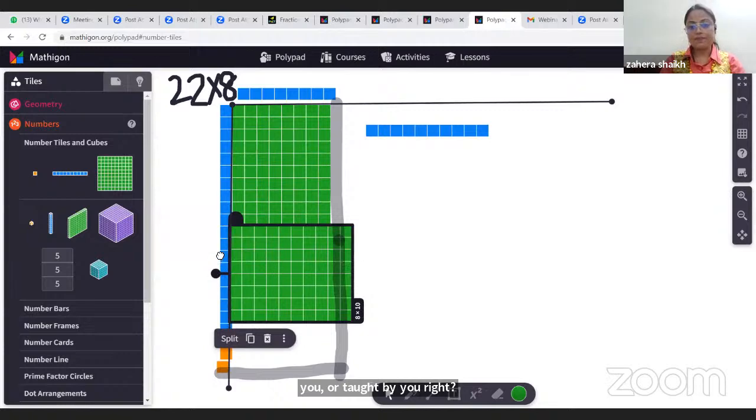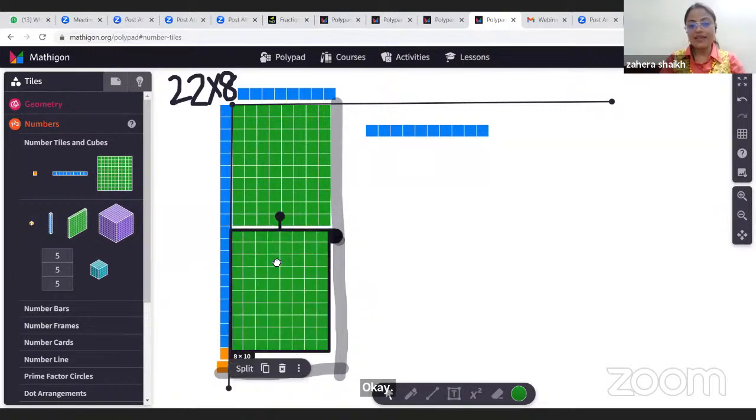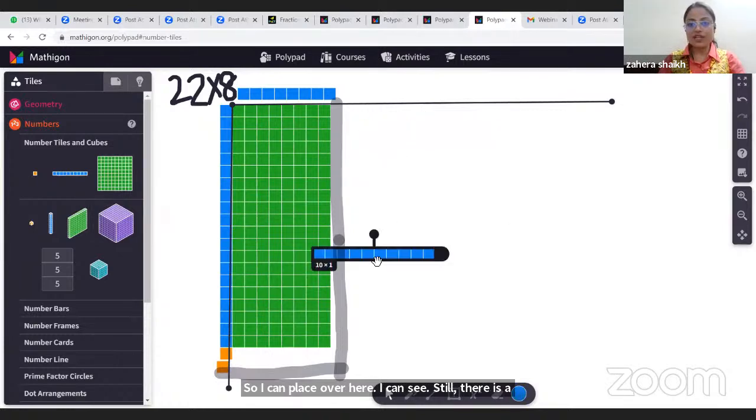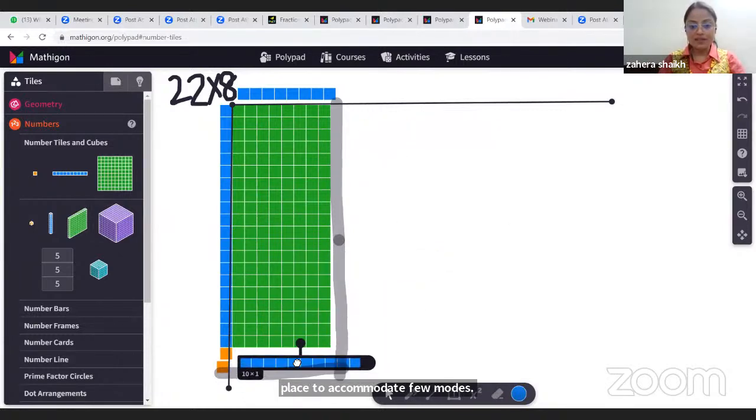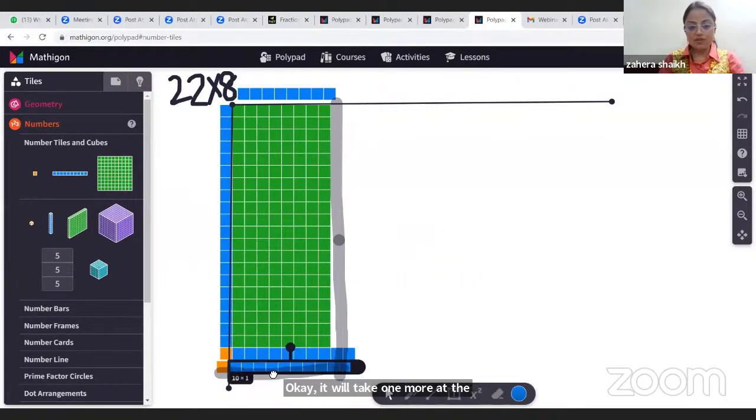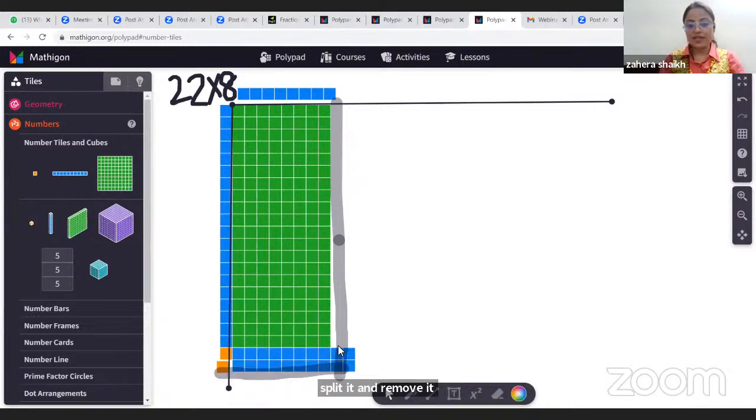Okay. So I can place over here. I can see still there is a place to accommodate a few more tiles, right? So let me check. I can place it here. Yes, I can. It will take one more tower at the bottom. But again, I can see there are 2 extras over here. So I can just split it and remove it.